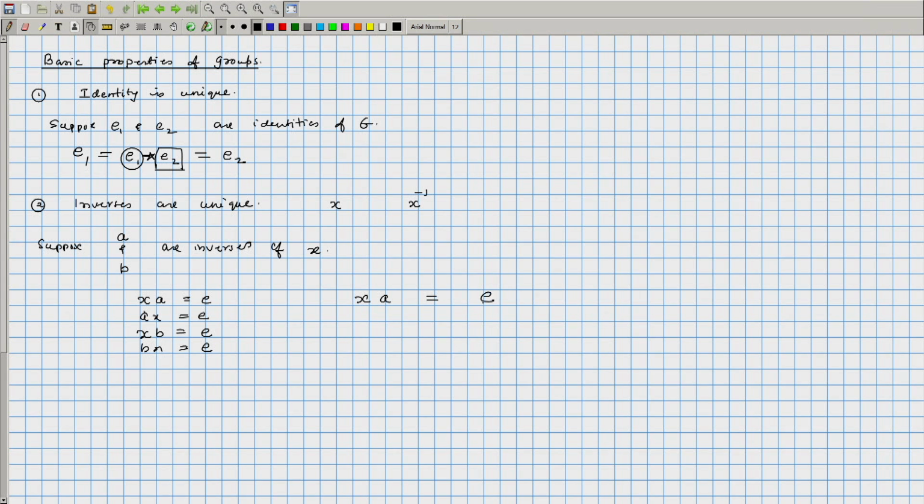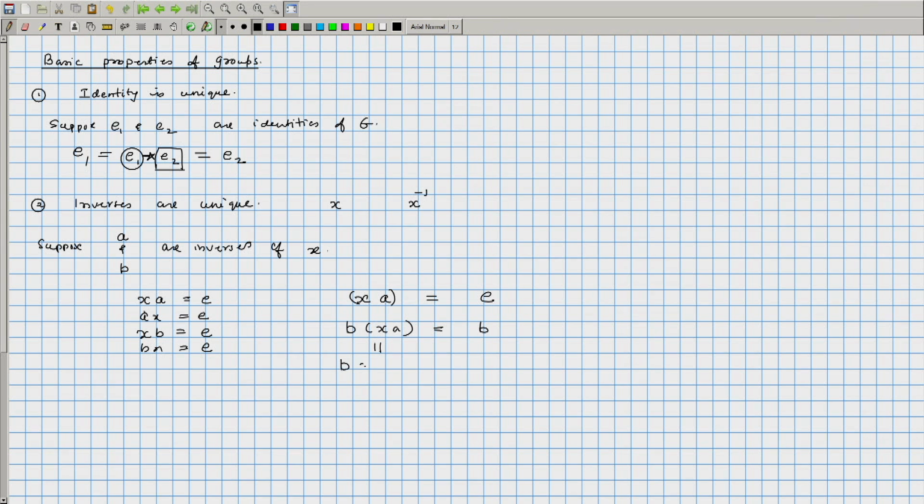Now, if we multiply with B on the left, what we will get is B times XA, or B star XA. When I write XA, it means I am just swallowing up the star. Instead of writing star each time, I will just write the letter. So, when I write BXA, it means B star X star A, and associativity guarantees that the order really does not matter. Okay. So, BXA should be equal to B times E, and that is B.